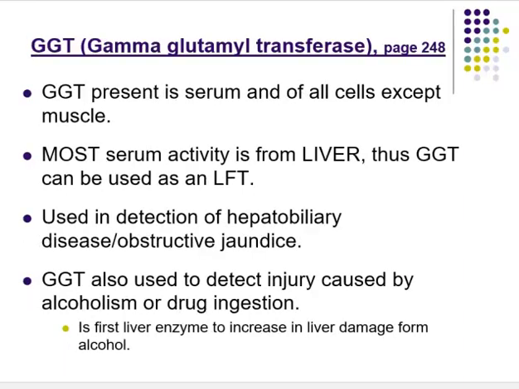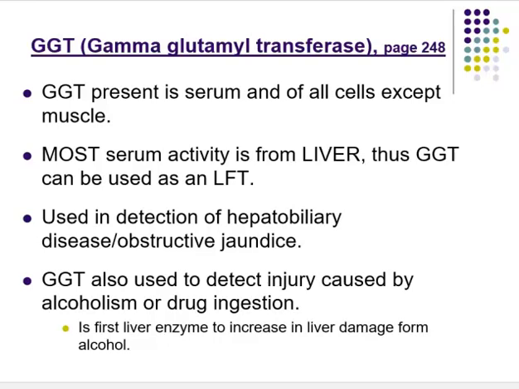Just a little bit more information about GGT. GGT is present in serum and all cells except muscle cells. Most serum activity is from the liver. Thus, the GGT can be used for our liver function test. It can be used in the detection of hepatobiliary disease or obstructive jaundice.